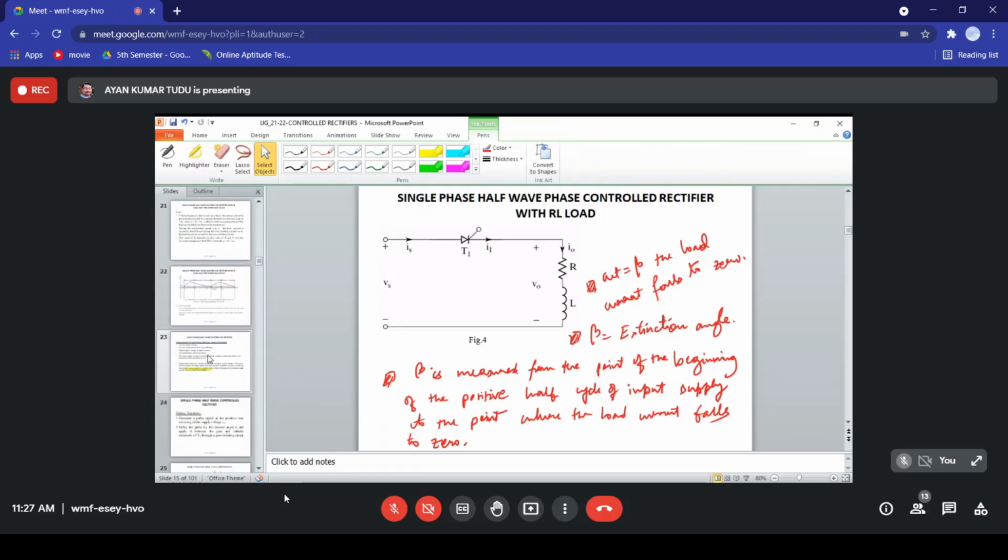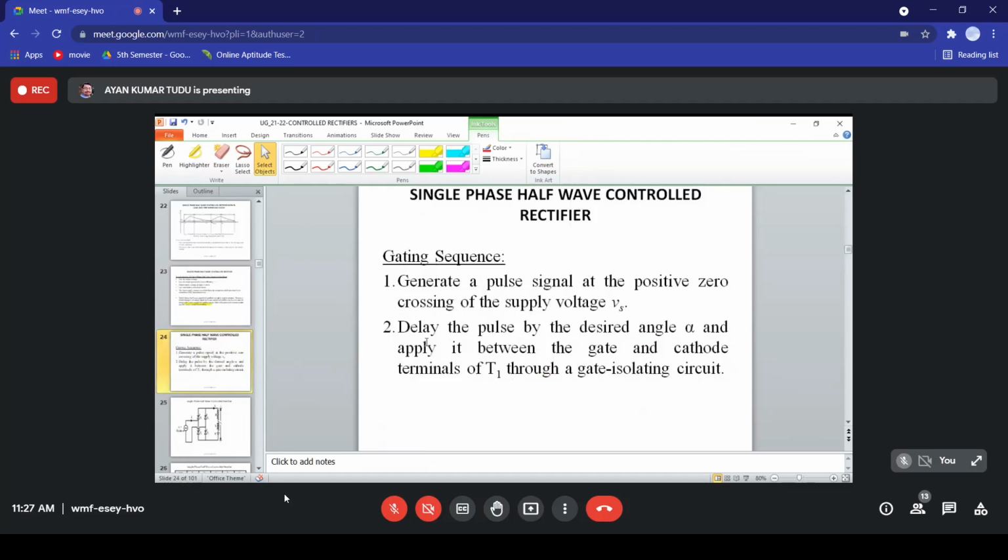I think that is written here also. We delay the pulse by the desired angle alpha and apply it between the gate and cathode terminals of thyristor T1 through a gate isolating circuit. If time permits, after we have finished the controlled rectifiers, I may talk about the gating circuits, but for now we will not be talking about it. If we are able to finish the syllabus for the controlled rectifiers, only then will we talk about the gating signals.